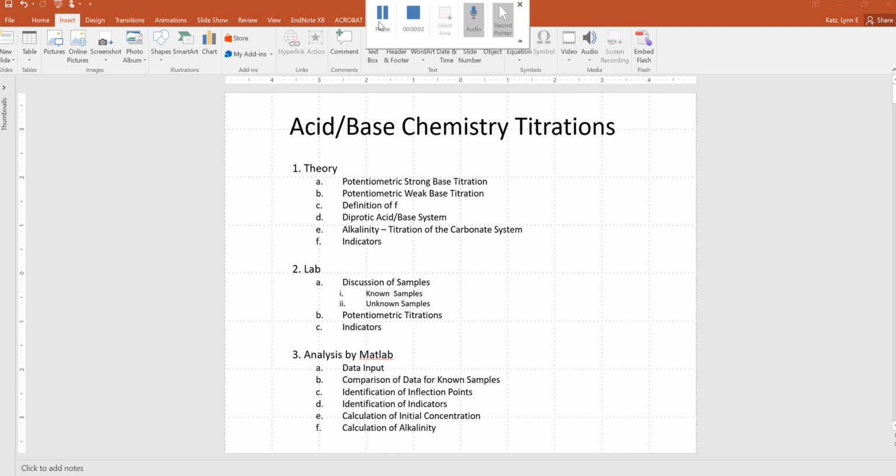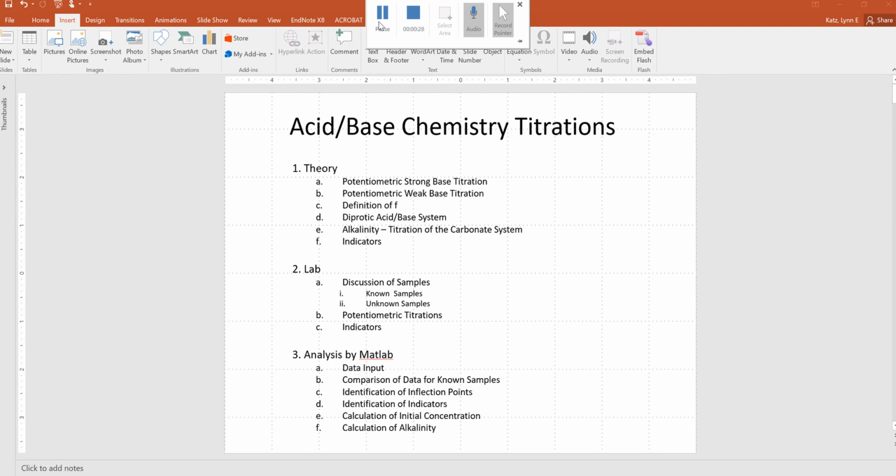Good afternoon. Today we're going to talk about acid-base chemistry titrations. I'm going to do this to help you with the alkalinity lab. There are 3 sections to this. Theory, where we talk about what the titration curve will look like. The lab, that defines what samples we'll be looking at during our titrations. And the analysis by MATLAB.